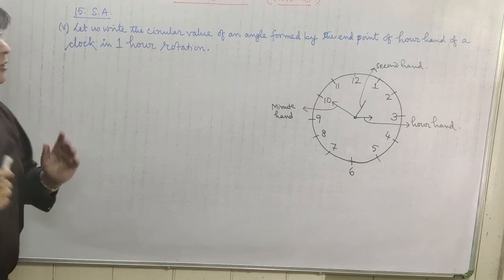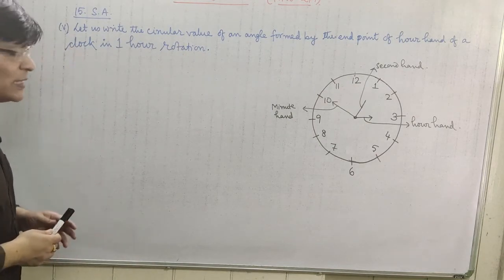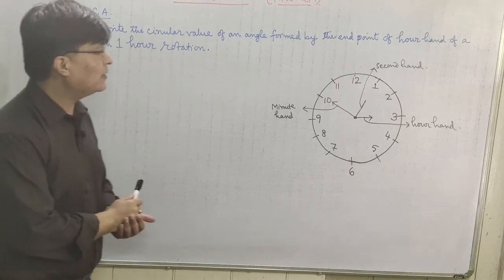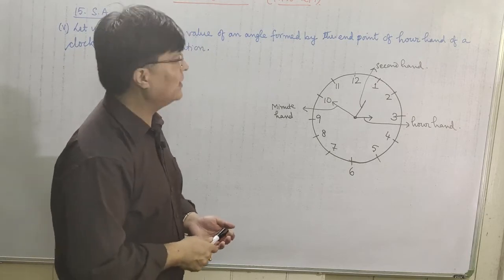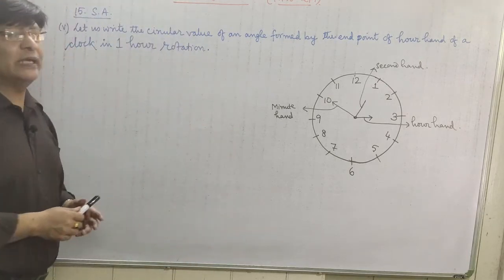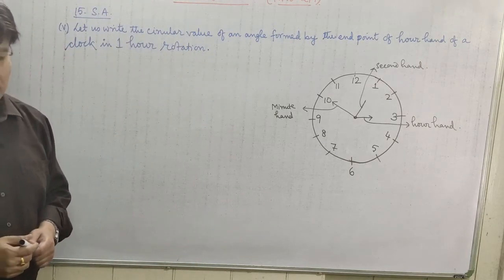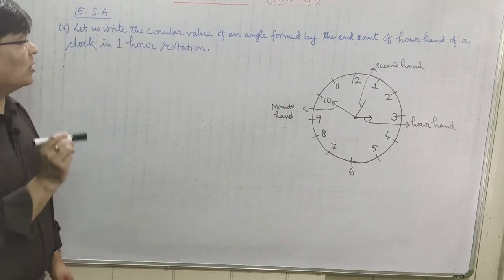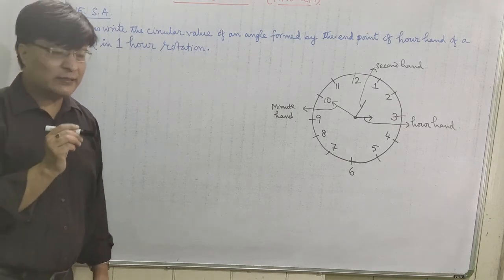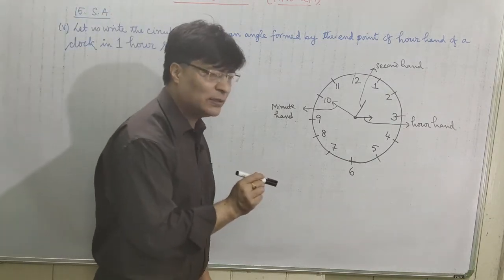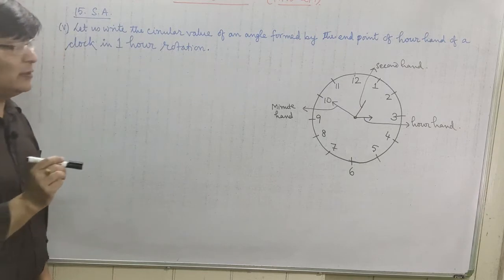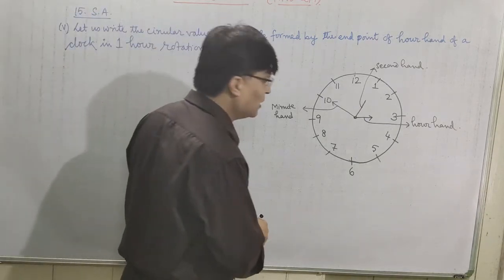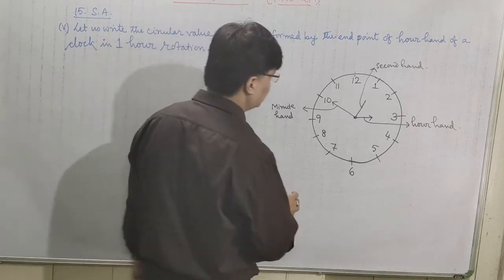So now what is asked in the question? Let us write down: find the circular value of an angle formed by the end point of the hour hand of a clock in 1 hour rotation. So in this case, you have to find out the circular value of the angle formed by the end point of the hour hand of a clock in 1 hour rotation. In 1 hour rotation. Okay?